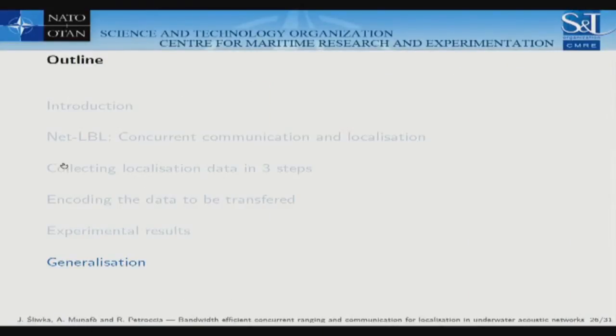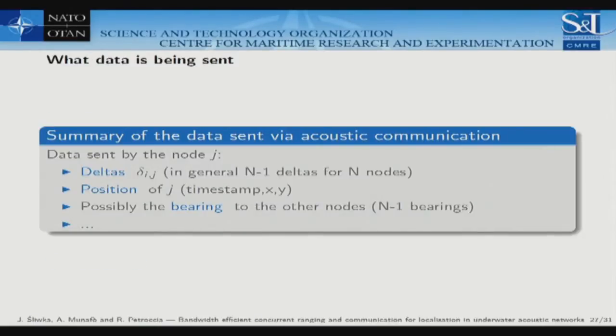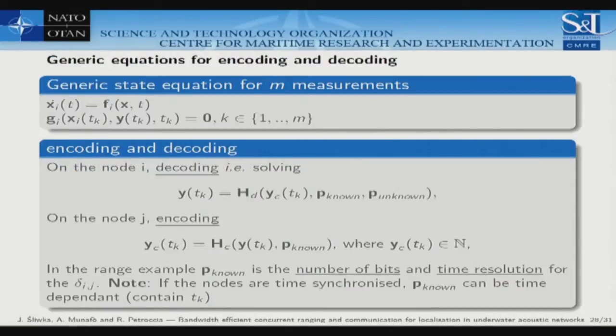So to finish, we have 2 minutes. So I'll try to make a generalization. And with generalization, that's the summary of the data which has to be sent. I talked about the deltas. The same approach can be used for positions. The same approach can be used for timestamps, the bearing measurement if the other frequency measure the bearing towards you. And that's the generalization. And so you have an encoding decoding function.